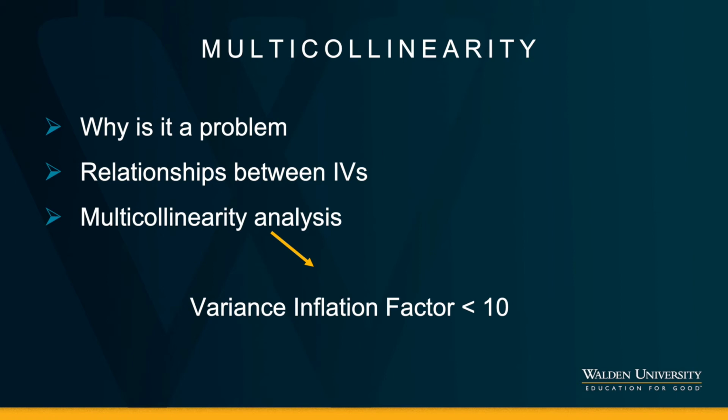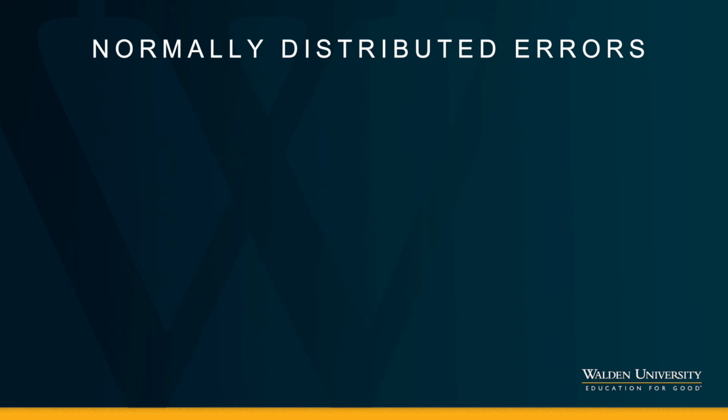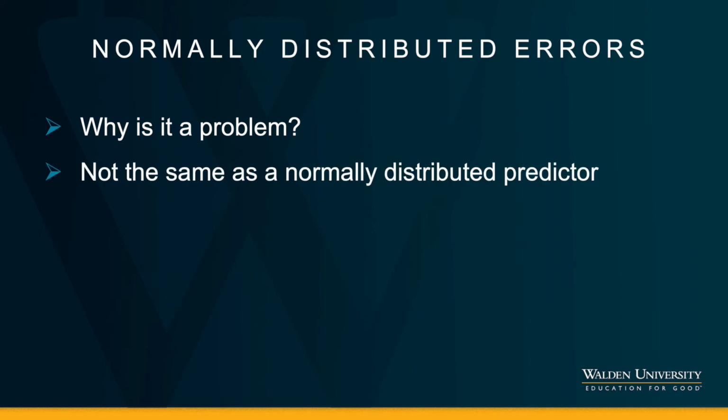The next item on our assumption list is that we hope for errors that are normally distributed, with a residual around the mean of 0. The reason why we hope for that is that we do not want a large distance between the model and our observed data. And if we find a difference, we hope that it's only an occasional occurrence. Please do not confuse this with the predictor having to be normally distributed. That is not the same.